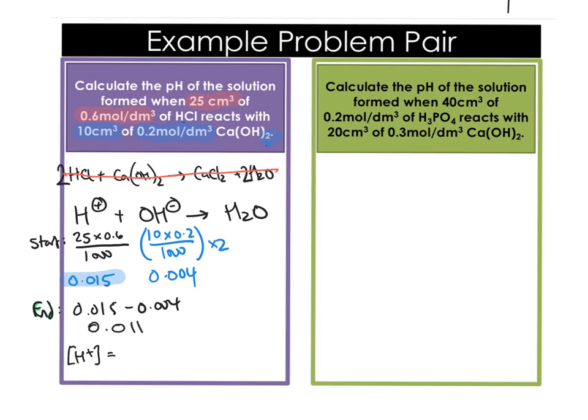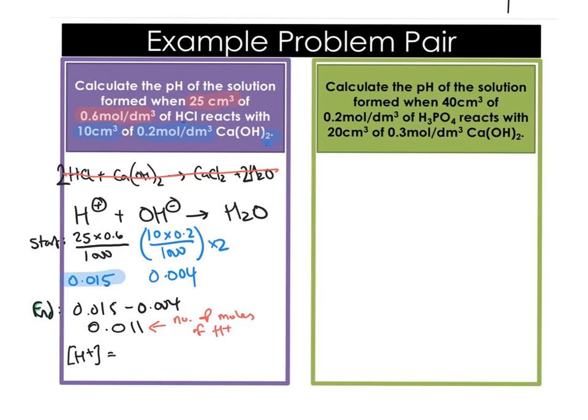And the key thing next is that we've got to then work out the concentration of H+ ions. And the main mistake that people make is that they think that this is the concentration of H+ ions, but these are the number of moles we're working out. So this is a number of moles of H+, not the concentration.